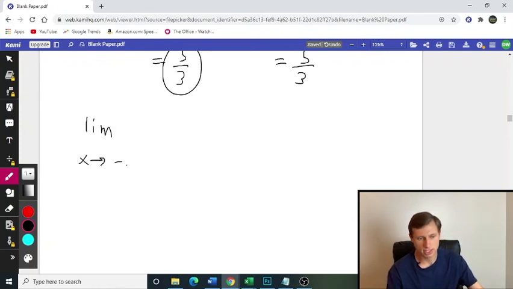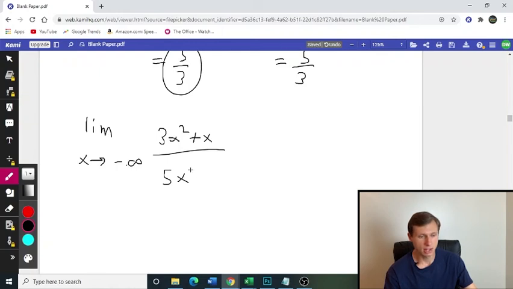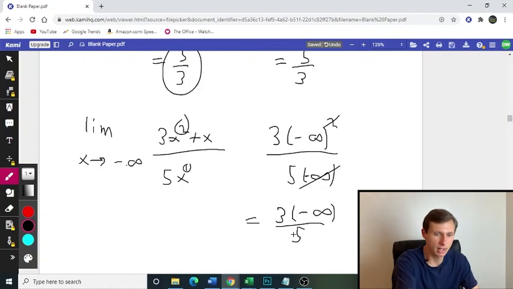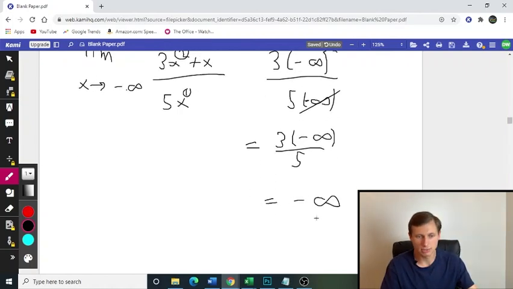You can have the case limit as x approaches negative infinity of 3x squared plus x over 5x or something like that. And what we would have here is degree of numerator greater than degree of the denominator, because the degree of the denominator is just 1. It should be approaching infinity. However, think about what's going on here. We essentially have 3 times negative infinity squared divided by 5 times negative infinity. Only one of the negative infinities is going to cancel out, and so we're left with 3 times negative infinity over 5. The 3 and the 5 don't matter. It really is just going to be negative infinity.